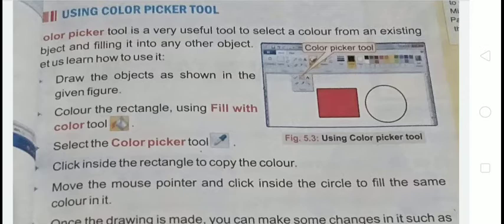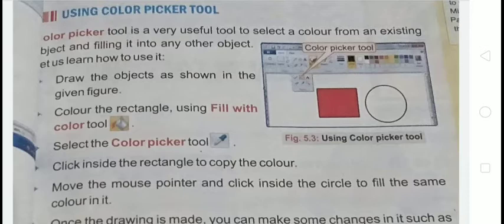This tool is very useful tool to select a color from an existing object and fill it into any other object. So draw the object as shown in the figure. Color the rectangle using fill with color tool. Select the color picker tool. Click inside the rectangle to copy the color. Then move the mouse pointer and click inside the circle to fill the same color in it.